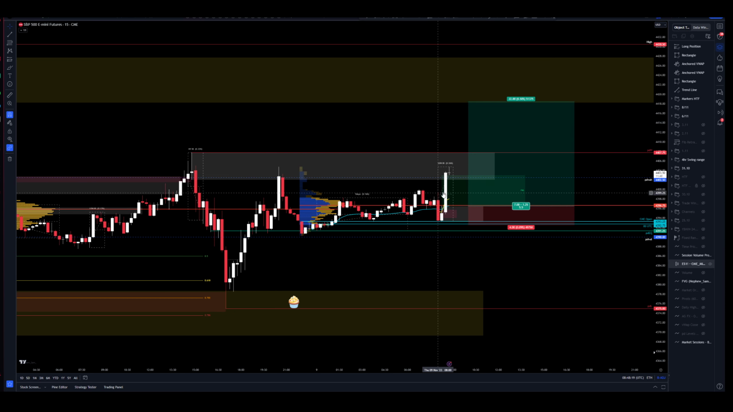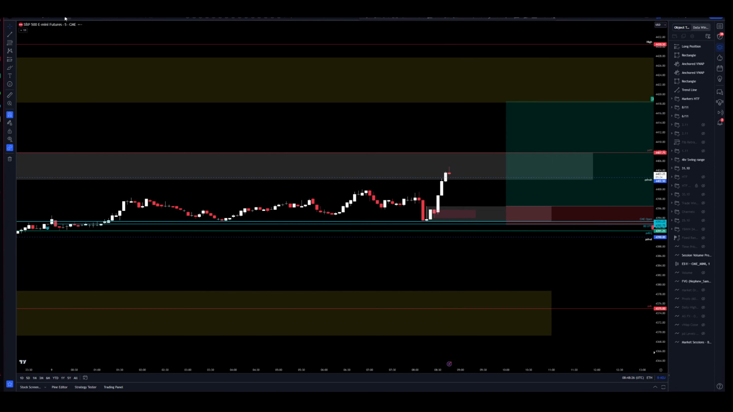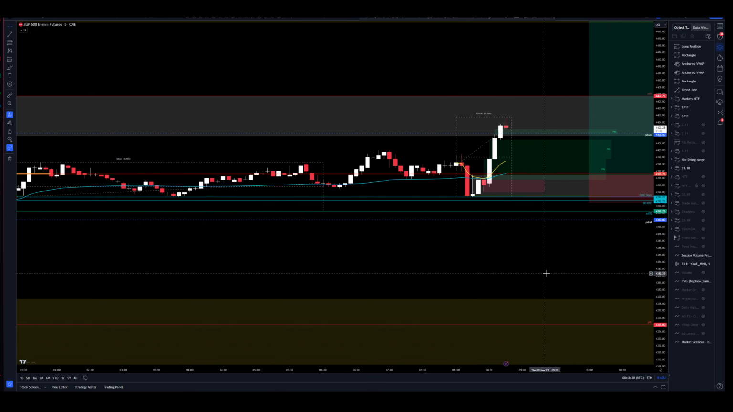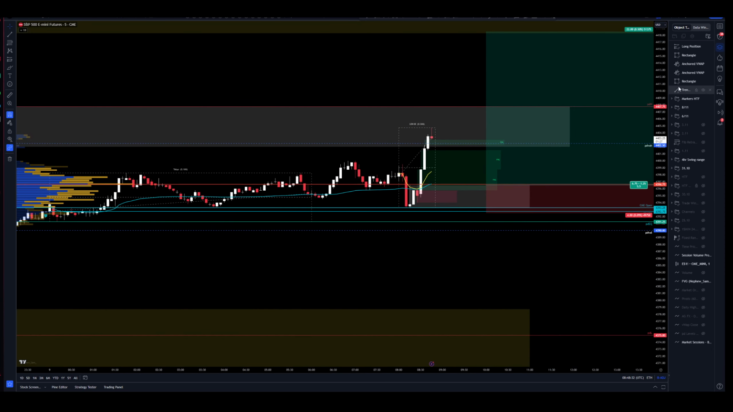But like I just said, it's taken off really quickly, so I may not get it. And that's why I'd be more tempted by the VWAPs, for the first trade of the day.